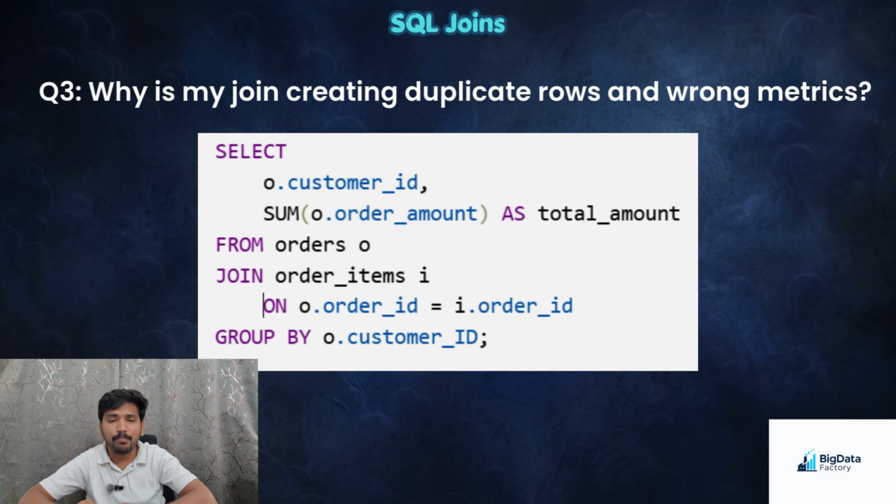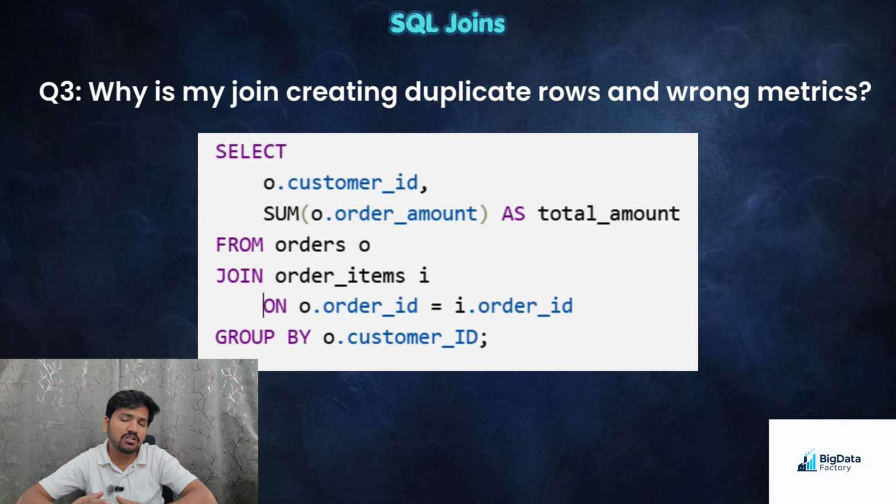Why? Because if one order has 3 items, then after joining with order items, that one order appears 3 times. So the same order amount also appears 3 times. And when we do sum of order amount, we may count the same order amount multiple times. This is not a syntax problem, this is a grain problem.